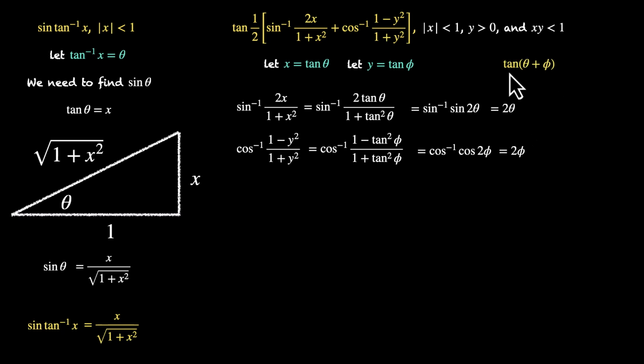So we need to find the tan of theta plus phi. That's another identity. Tan of a plus b is tan a plus tan b by 1 minus tan a tan b. So tan of theta plus phi is equal to tan of theta, that's x, plus tan of phi, that's y, divided by 1 minus tan theta tan phi, that's 1 minus x times y. So this expression is equal to x plus y by 1 minus xy.